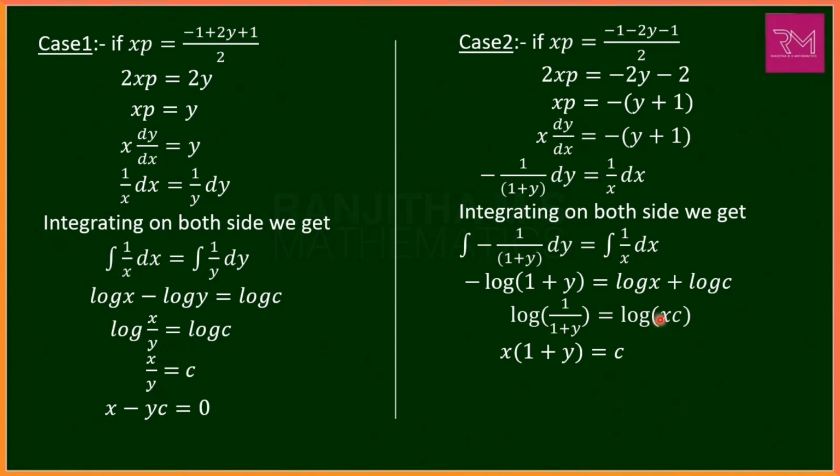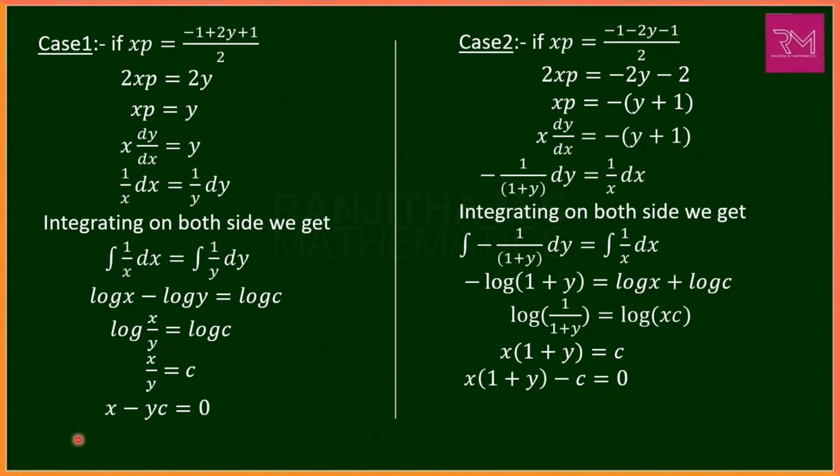Take this value to the right hand side, that becomes 1 plus y into x into c. We can take this c to the left hand side, that becomes 1 by c. Since it is a constant, we can take it as c itself. Hence we get x into 1 plus y which is equal to c. Or if we take the c to the left hand side, that becomes x into 1 plus y minus c which is equal to 0. This is the value for case 2.